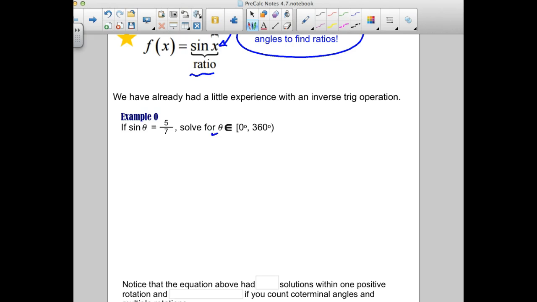So notice that we are solving for theta, which is supposed to be an element of the degrees from 0 to 360, that interval. So check that your calculator is in degree mode. Go ahead and pause the video if you need to fix that. And basically they're saying, let's just use one full rotation. All right, from 0 to 360, once around our unit circle, where do I have angles that have a sine of 5/7? So how we're going to do this is we're going to use an inverse function.